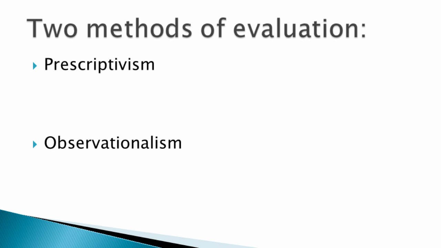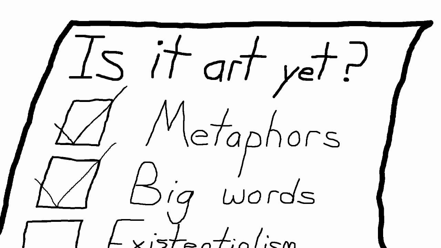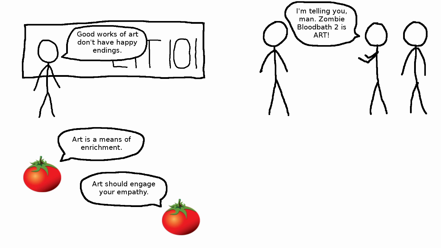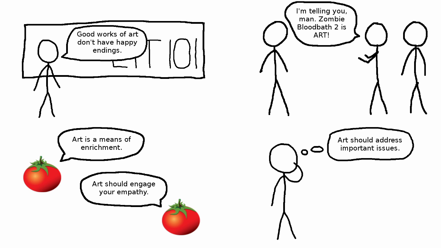I'm calling these the prescriptivist and observationalist approaches. In the prescriptivist approach, a work is compared against a set of pre-existing criteria. The degree to which these criteria are met corresponds to the value of the work. An easy way to think of this is to imagine somebody reading a book or watching a movie with a clipboard in their hand, marking off a checklist as they go. These values can come from all kinds of sources: teachers, friends, critics, or even yourself.